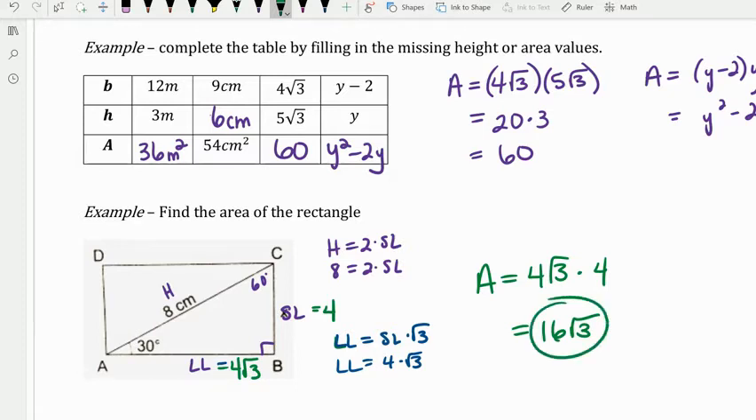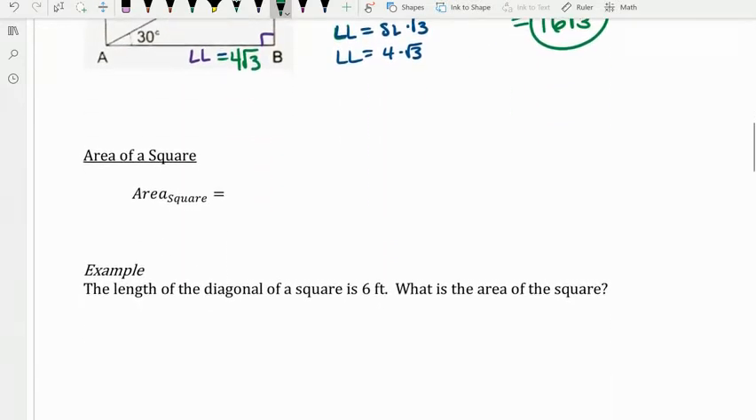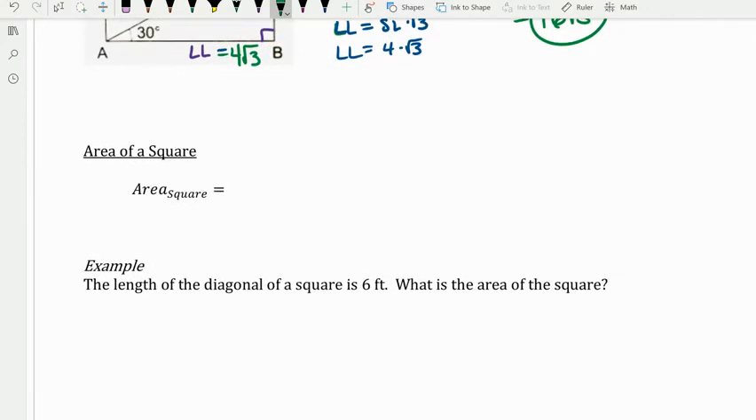So sometimes you've been given a diagonal. In this case, it was 30, 60, 90. We could use those rules. It could be that that angle is 22 degrees. If that's the case, you can use your trig functions, your SOHCAHTOA, to get the other two sides of the triangle. Okay, area of a square, again, pretty straightforward.